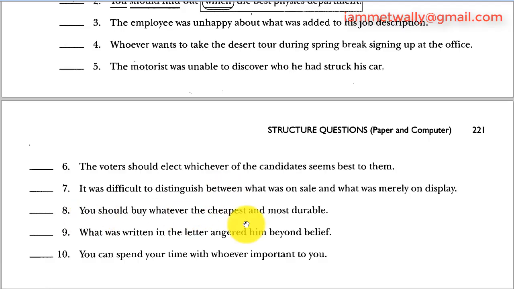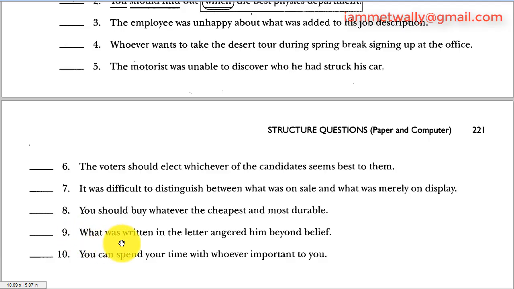Number 8. You should buy whatever the cheapest and most durable. You is the subject, should buy is the verb, whatever is a connector working as the subject of the verb. Oh, I don't have a verb, so the sentence is incorrect. I should follow it by a verb: whatever is cheapest and most durable.